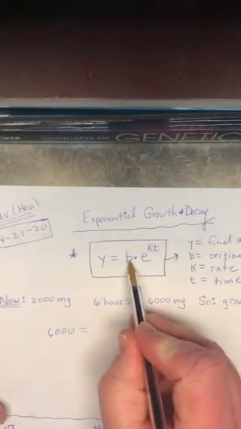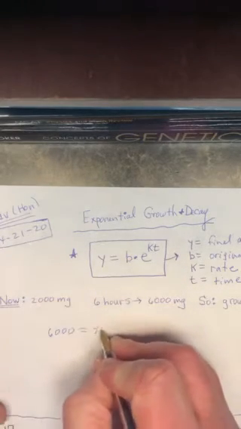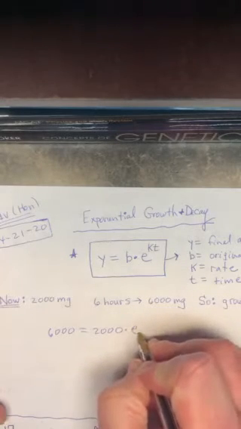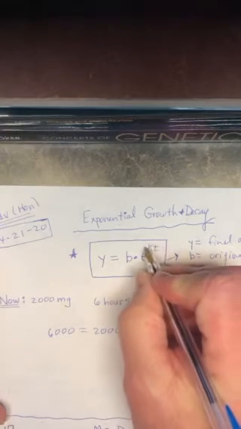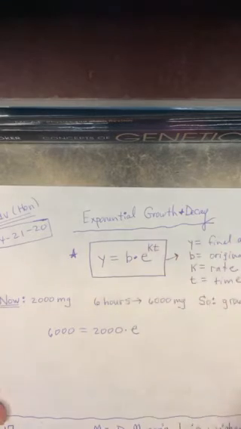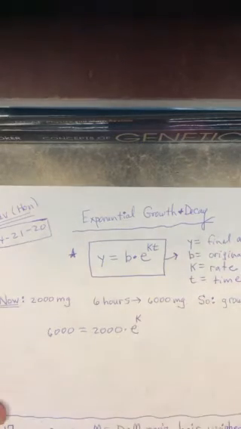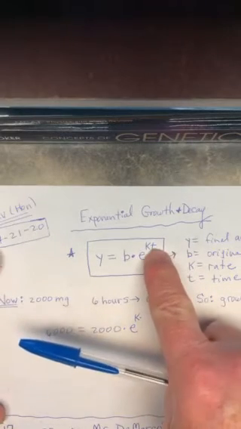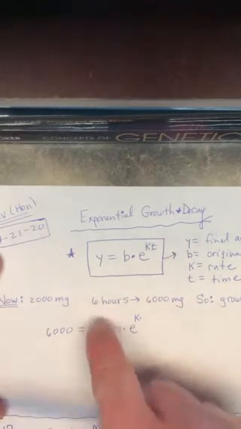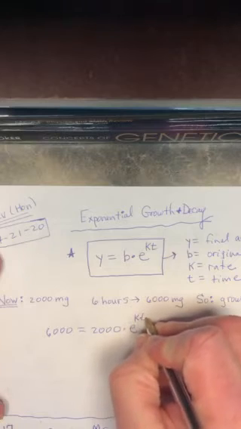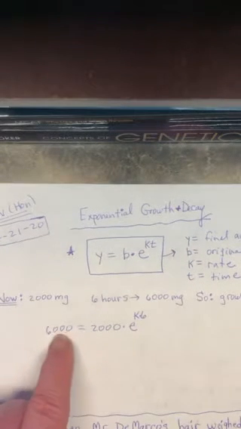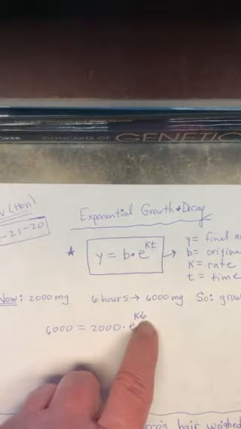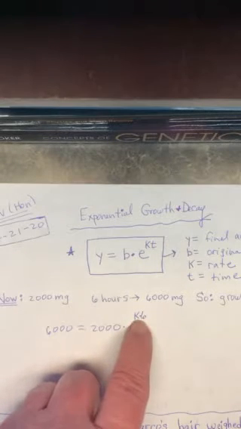B, the beginning amount, of course, we ended up starting with 2,000 milligrams of material, times e to the K. Isn't K our unknown? We do not know the growth rate. That's what we're seeking to find. So K times T, the amount of time it's been sitting, was, of course, 6 hours. So my formula ends up saying 6,000 equals 2,000 times e to the 6K power.